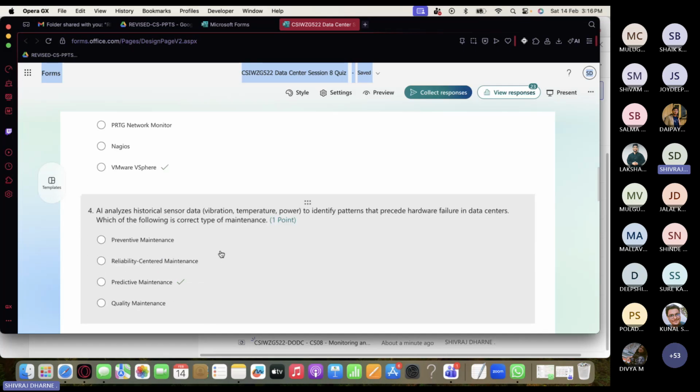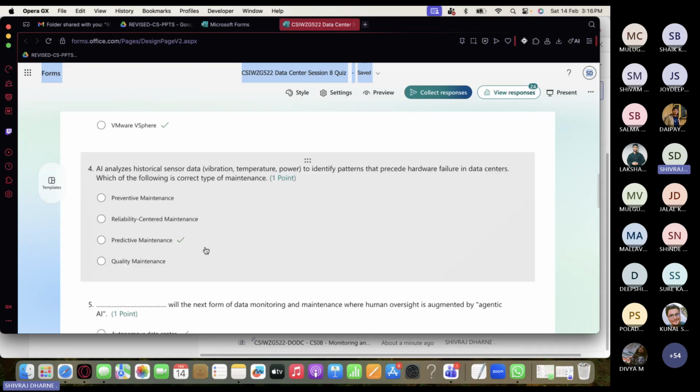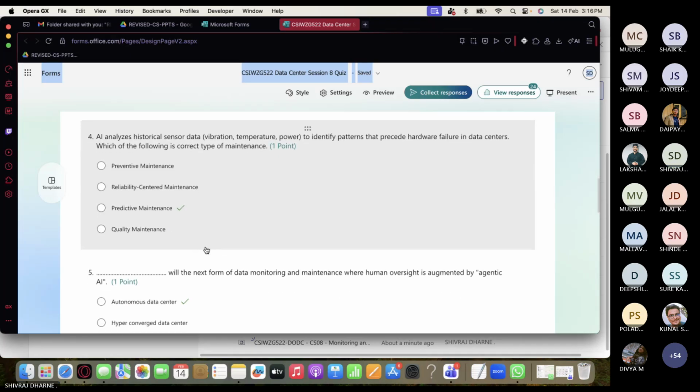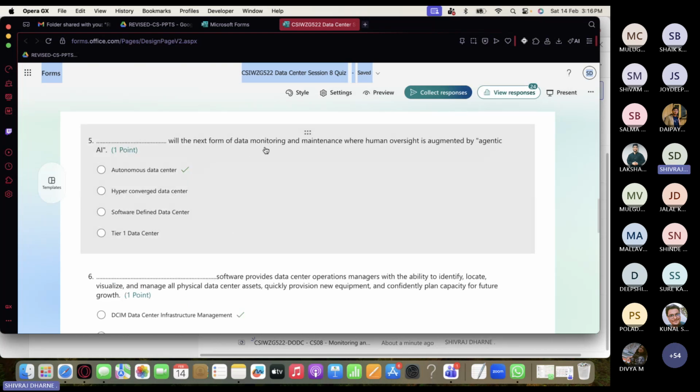Okay, good. And then AI analyzes historical data. We talked about vibration, temperature, all this, that precede the hardware failure in data centers. Which of the following is the correct type of maintenance? Predictive maintenance is one, right? This is the one we talked about. Which of the following is the correct type of maintenance for this sensor data? AI analyzes this to identify patterns that precede the hardware failure. Precede the hardware failure means before the hardware fails. That is predictive maintenance.